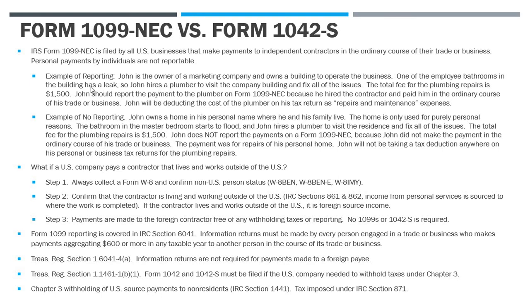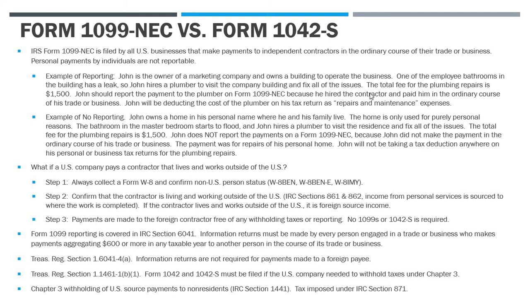So let's look at two examples here, one where you have to report and one where you don't. So we have John here. He's the owner of a marketing company. And in the office, one of the employee bathrooms has a leak. So he hires a plumber to come to the company building and fix all the issues. The total fee for the services is $1,500. In this case, John would report that payment made to the plumber.